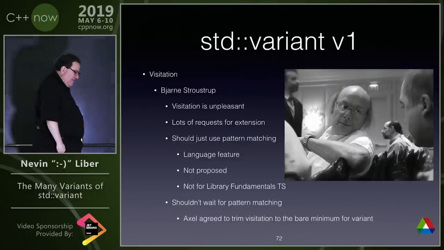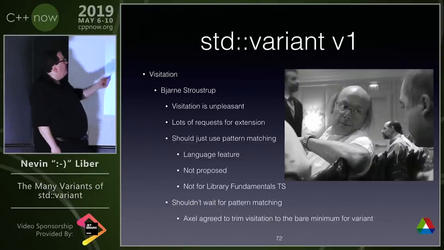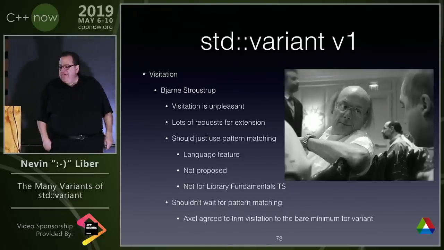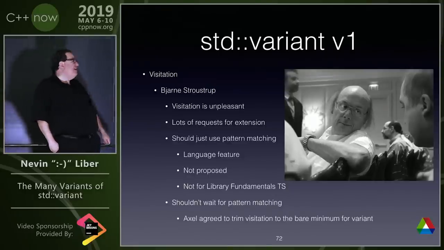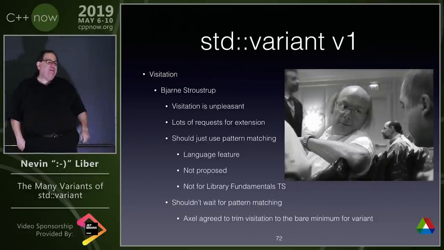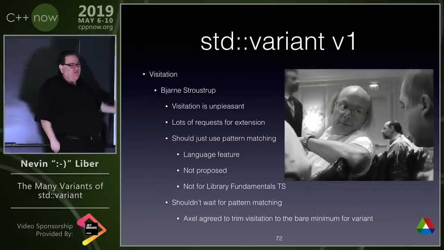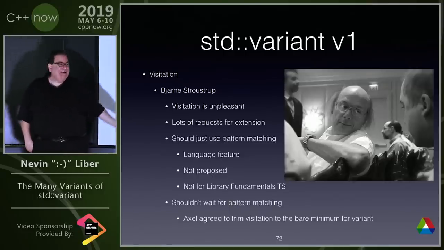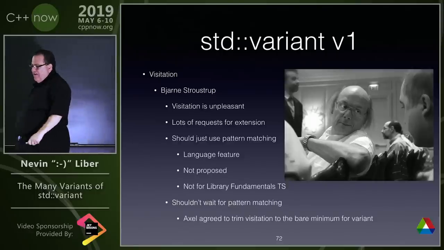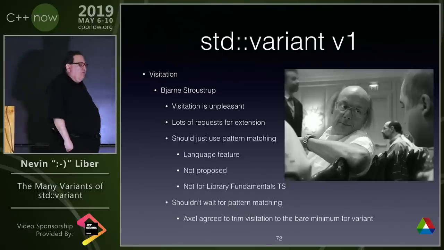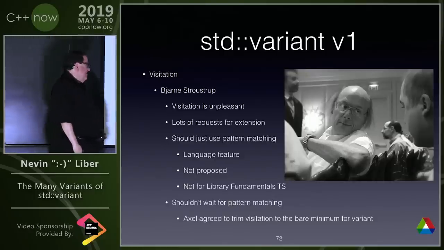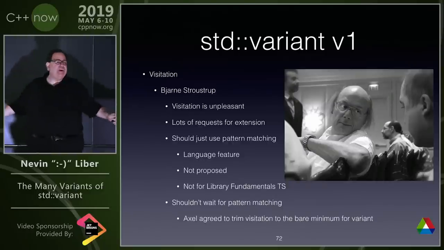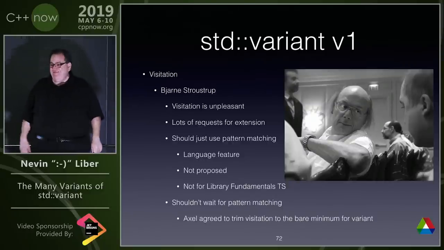The reason Axel didn't do visitation is he talked to Bjarne, who believes that visitation is unpleasant, and we'll have lots of requests for extending it, and so we should just use pattern matching. But that's a language feature, and it wasn't being proposed, and it certainly wasn't being proposed for library fundamentals. So they came to the view that we shouldn't hold up variant just for pattern matching. And Axel agreed; at that point, he was going to trim visitation down to the bare minimum he could get away with to get the proposal through the committee.